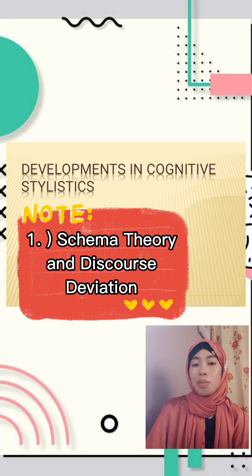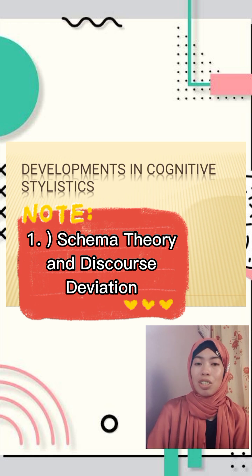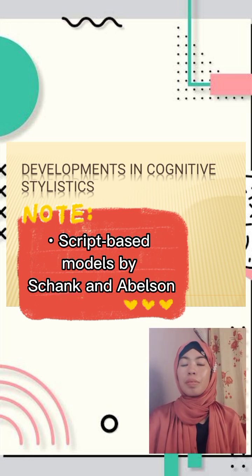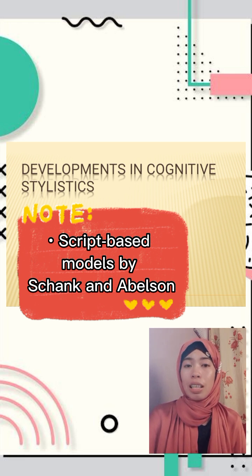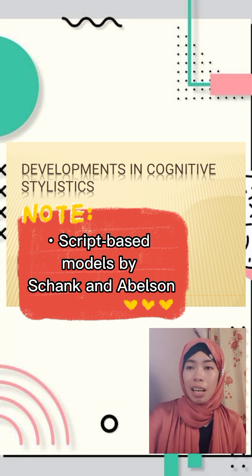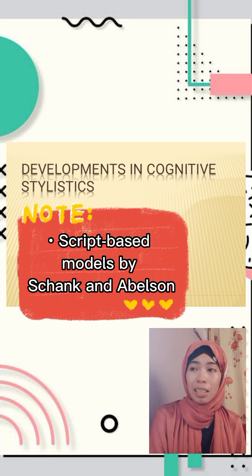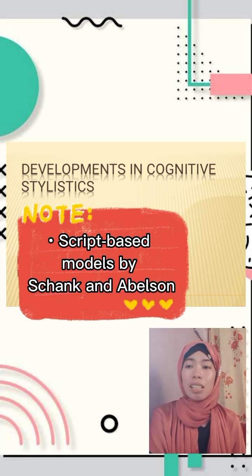At the core of cognitive stylistics is the exploration of how our minds construct meaning, draw on existing knowledge structures, and navigate the complexities of narrative comprehension as well. The work of Shank and Abelson on script-based models of human understanding has paved the way for a deeper exploration of how we interact with text beyond explicit linguistic signals.